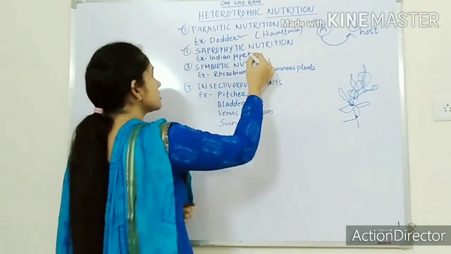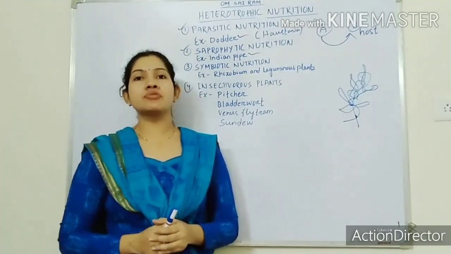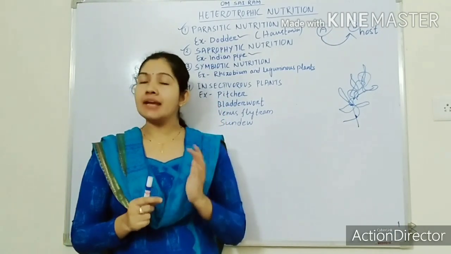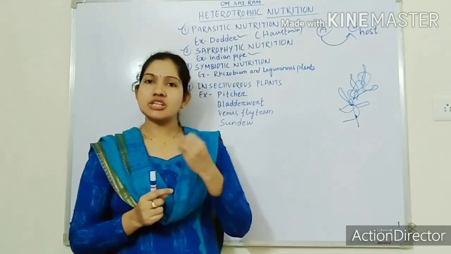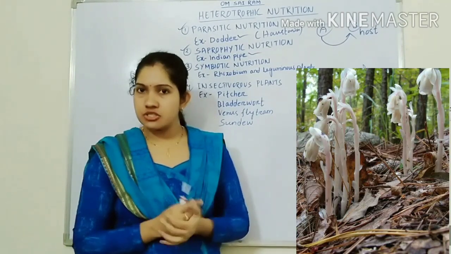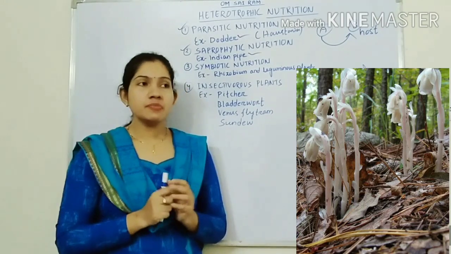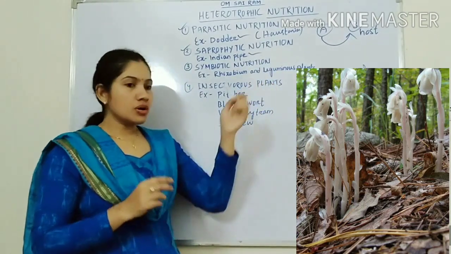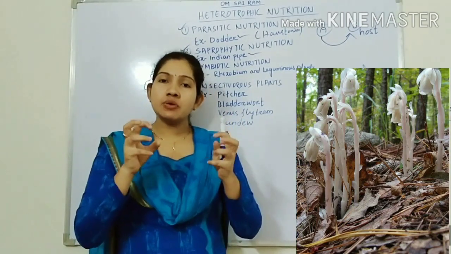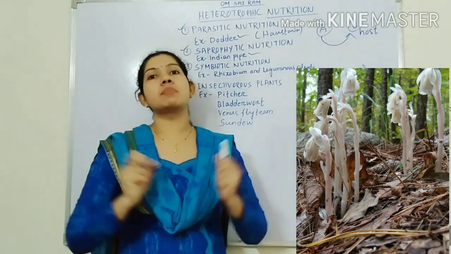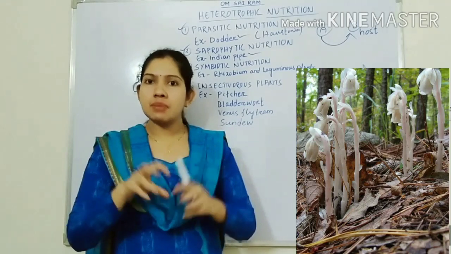Here I have written one example, Indian pipe. Okay, Indian pipe is an example of a saprophytic plant which does not have chlorophyll. That's why it is somewhat whitish in color. It does not look green as it doesn't bear chlorophyll, and it grows on soil where it can get an adequate amount of dead leaves and barks. Okay, so it feeds on the dead leaves and barks.